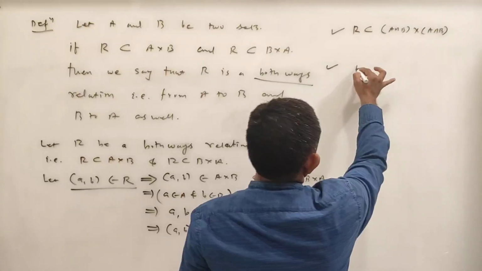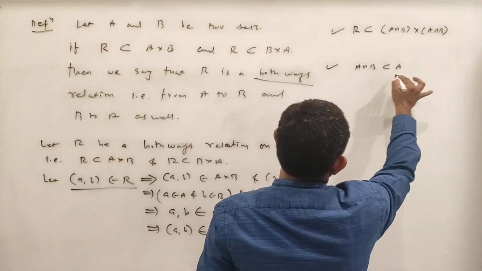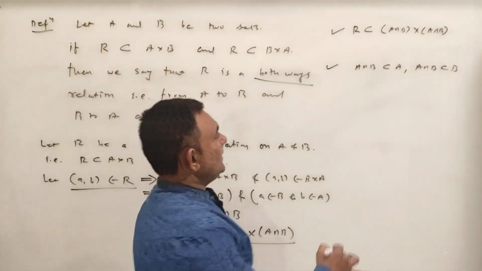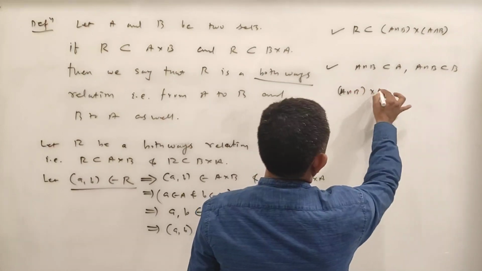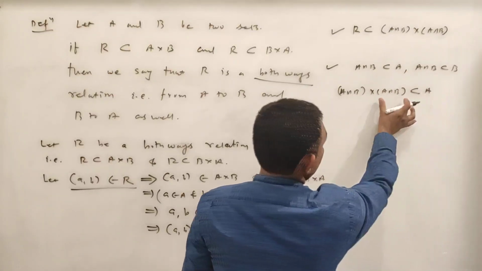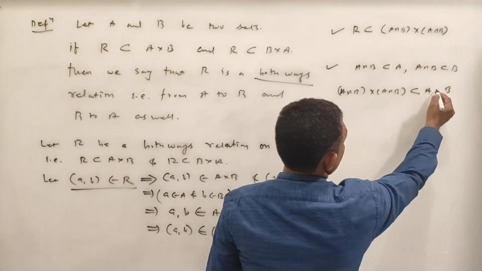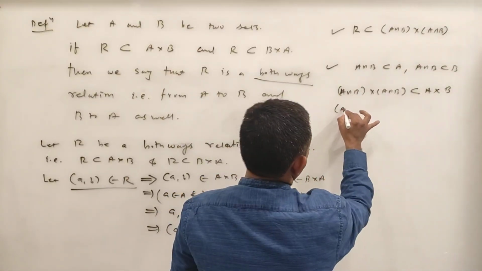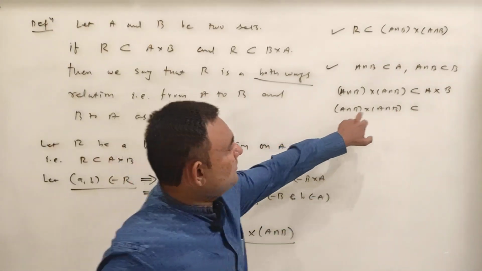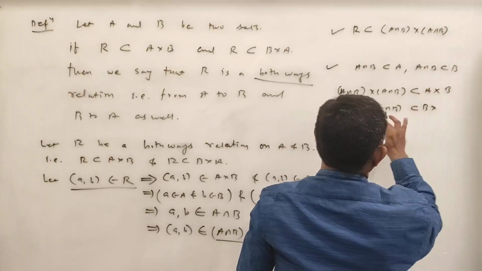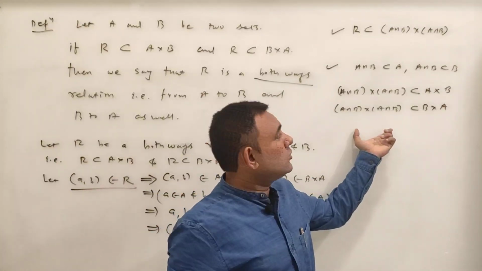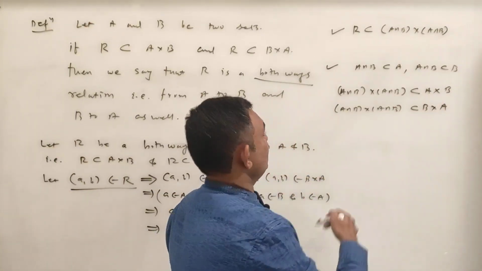Now second thing, this A intersection B is a subset of A and A intersection B is also a subset of B also. So here what I can say, this A intersection B cross A intersection B is a subset of, this one is a subset of A and this one is a subset of B. So this one is a subset of A cross B. Similarly I can say A intersection B cross A intersection B is a subset of, A intersection B is a subset of B and A intersection B is a subset of A also. So A intersection B cross A intersection B will be a subset of both A cross B and B cross A. So this is my second observation.